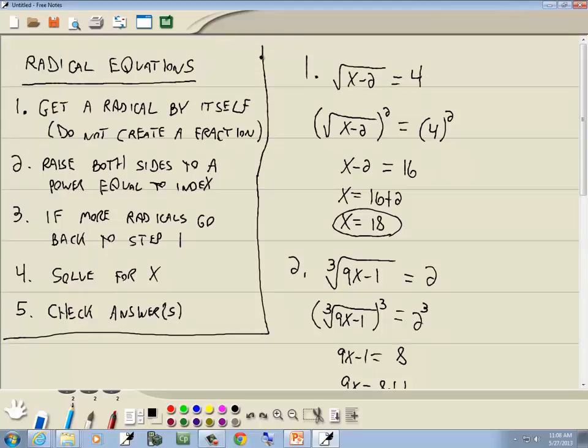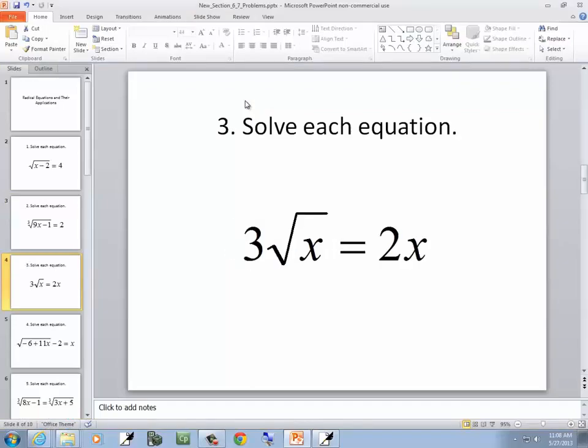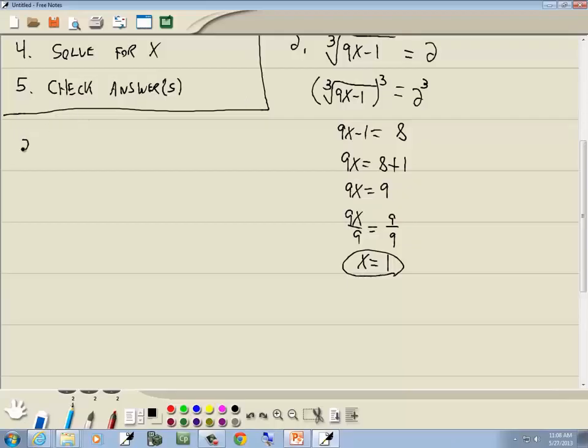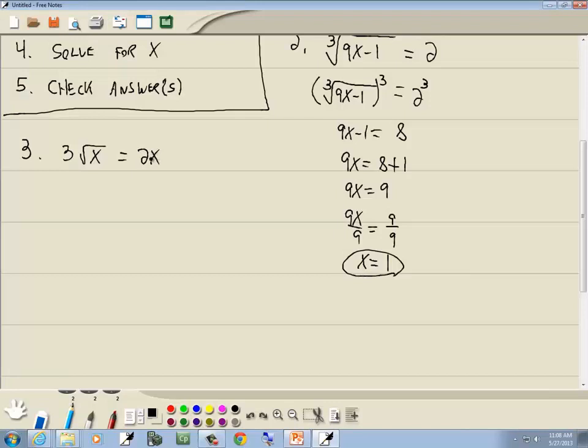Okay, let's look at our next problem. We have 3 square root of x is equal to 2x. Step 1, get a radical by itself. Well, the radical is not quite by itself. We have a 3 in front of the square root. But if I divide both sides by 3, I'd create a fraction. And we don't want to create a fraction. So let's go ahead and go on to step 2.